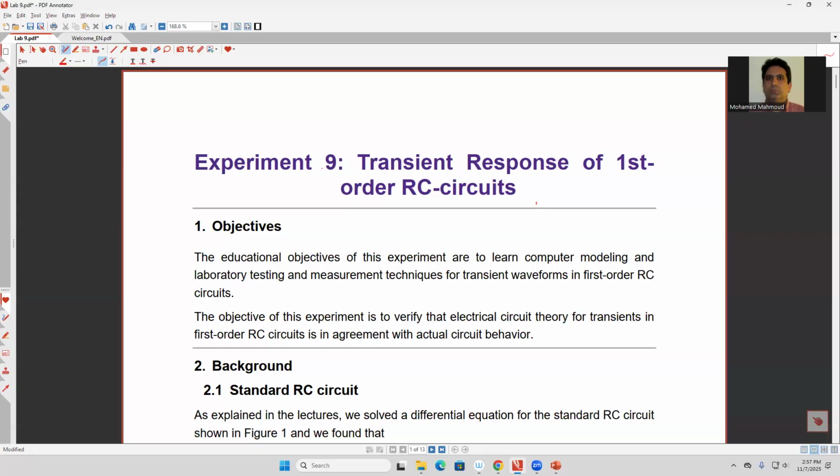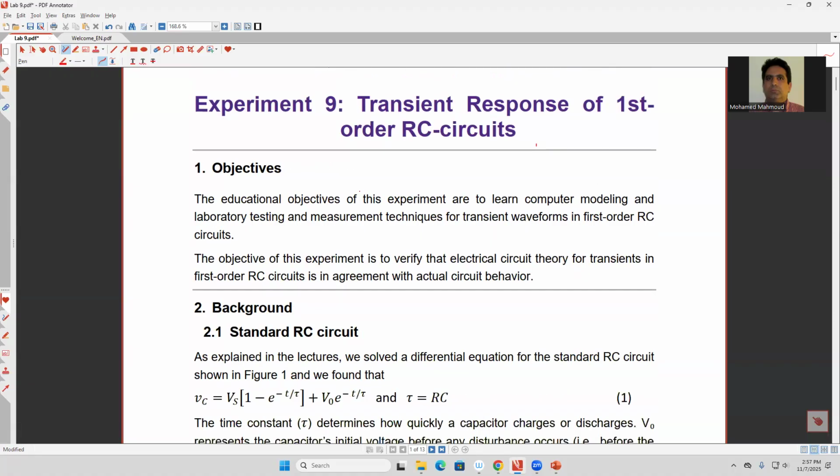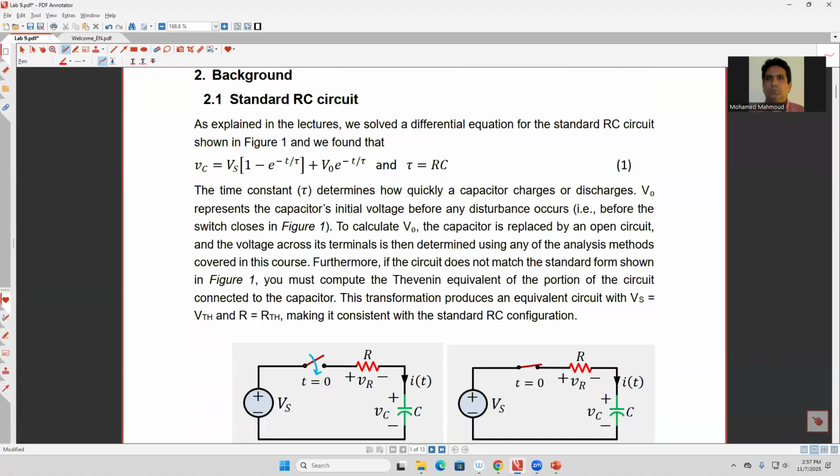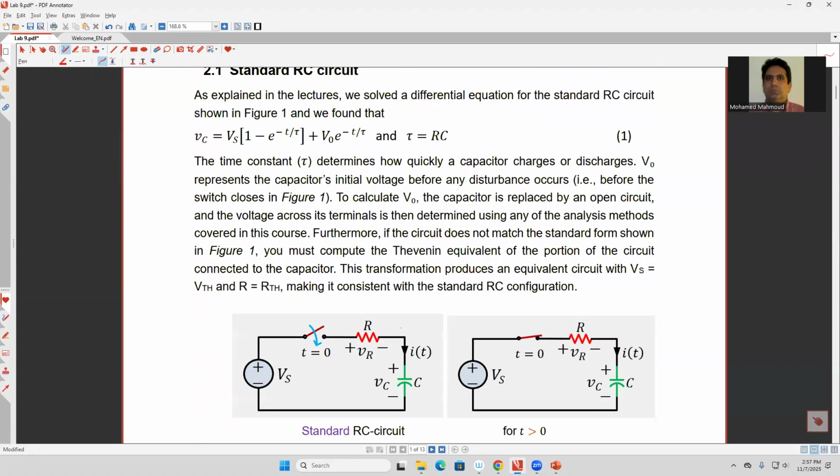Hello. In this video, I want to give you some help with this lab. In this lab, you will study the transient response of an RC circuit as we explained in the lecture. If this is the standard circuit, this is the formula you have to use here. That's what I explained in the lecture, okay?